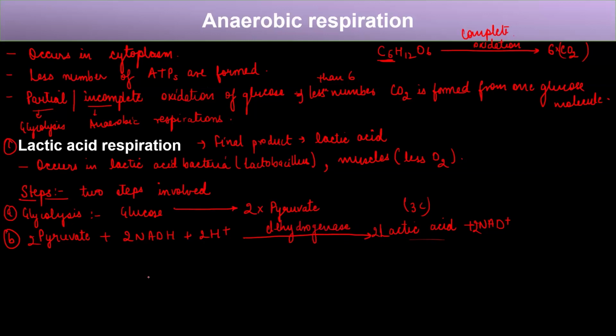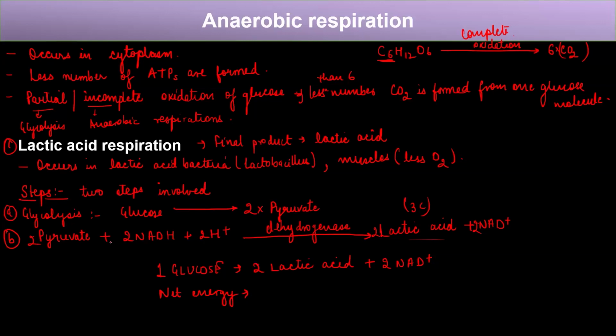Okay. So if you write the stoichiometry, from one glucose we are having two molecules of lactic acid plus two NAD plus. And the net energy, if you talk about it. If you see in the second step, step B, do we see any formation of ATP or NADH? The answer is no. So what will be the net energy gain?